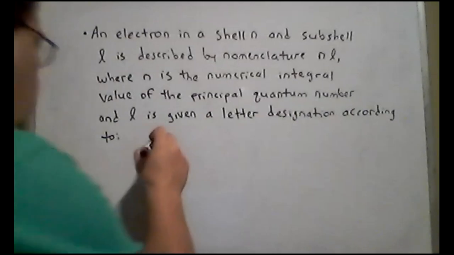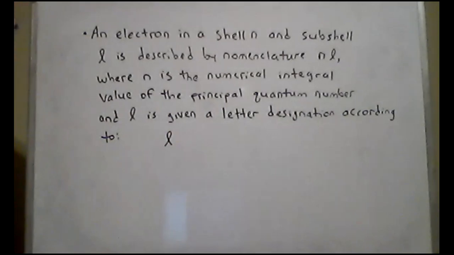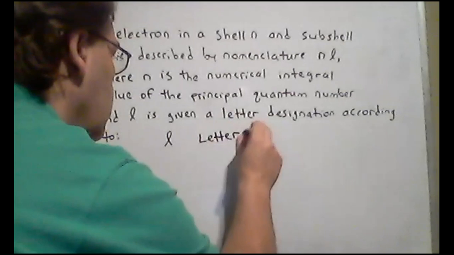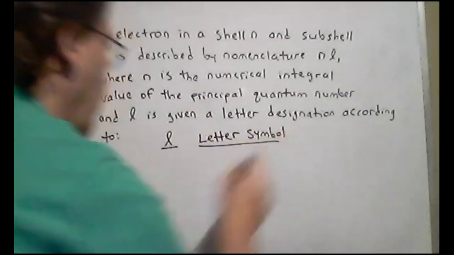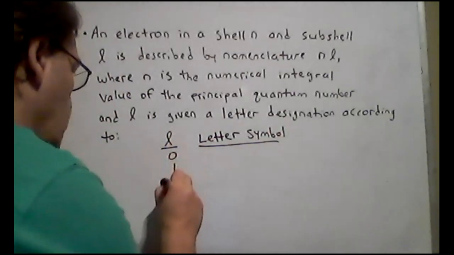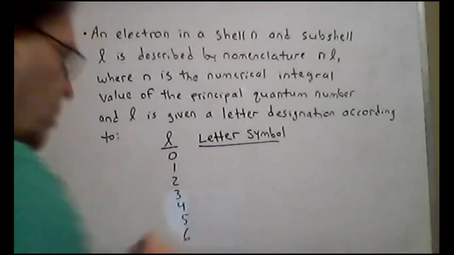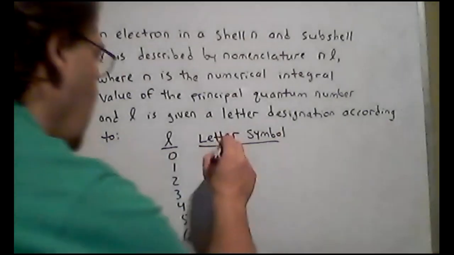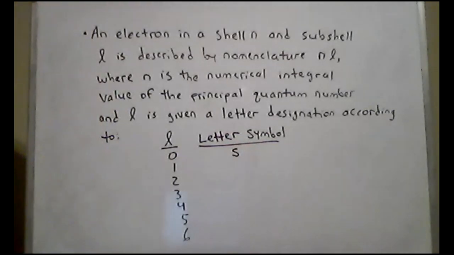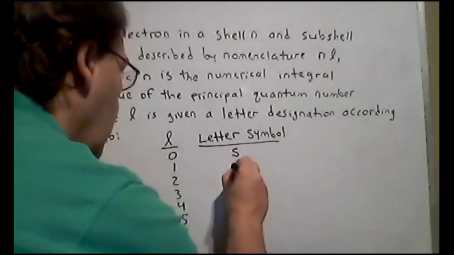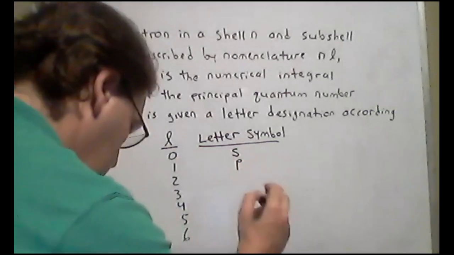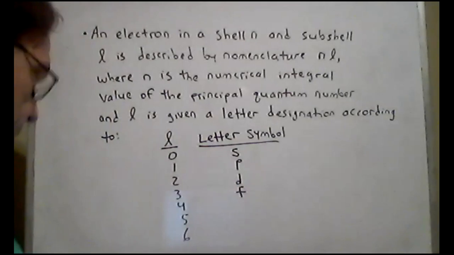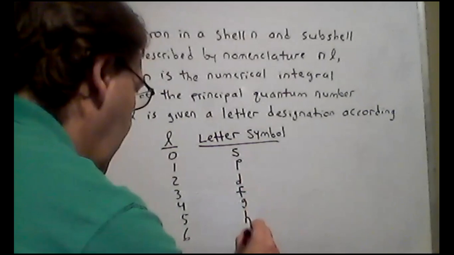I wrote this table: the value of L, the orbital angular momentum quantum number, and the corresponding letter symbol. L can take on 0, 1, 2, 3, 4, 5, 6 as numerical values. The corresponding letter is from the old spectroscopic notation. An s electron has L equals 0. A p electron has L equals 1. A d electron has L equals 2. An f electron has L equals 3. After that, it goes through the alphabet: g for 4, h for 5, i for 6, and so on.